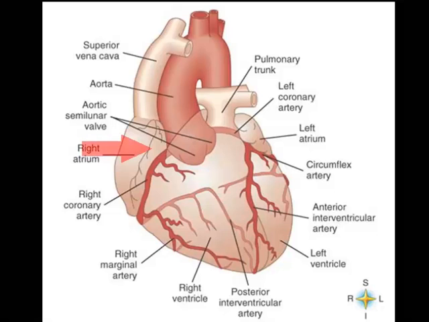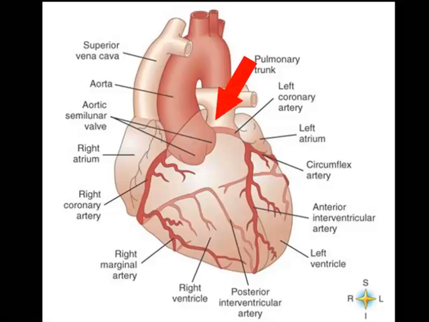We have the right coronary artery. It branches from the right aortic sinus at the root of the aorta. It gives rise to the right marginal artery and the right posterior descending or interventricular artery. It supplies the right atrium and ventricle, the interventricular septum, and the sinoatrial and atrioventricular nodes.